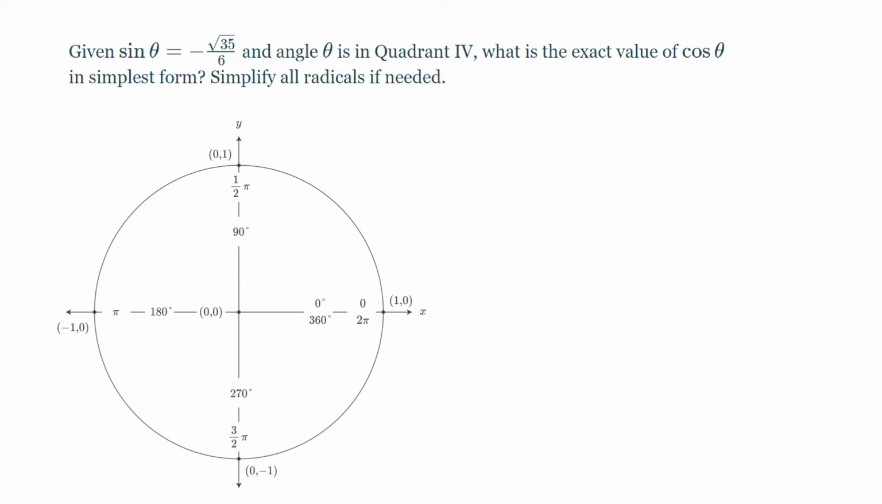So we are given sine of an angle is negative square root of 35 over 6, and the angle is in the fourth quadrant. So I'm going to go ahead and highlight the fourth quadrant. That would be this section right here. And the sine values are negative there, which we just discussed. And what we're going to be asked to find is, what is the exact value of cosine? Well, the cosines that are on the right side of the origin over here are always going to be positive. So this answer should be positive when we're done.